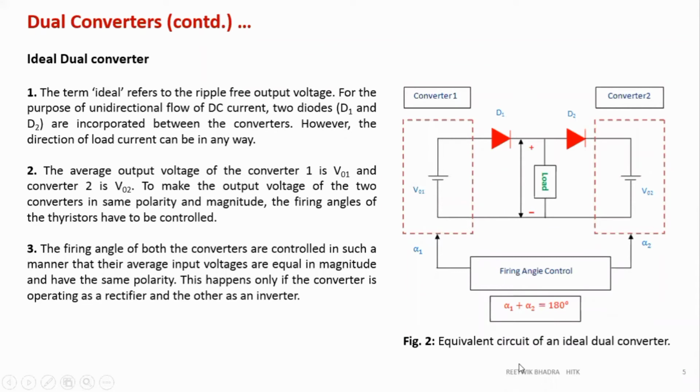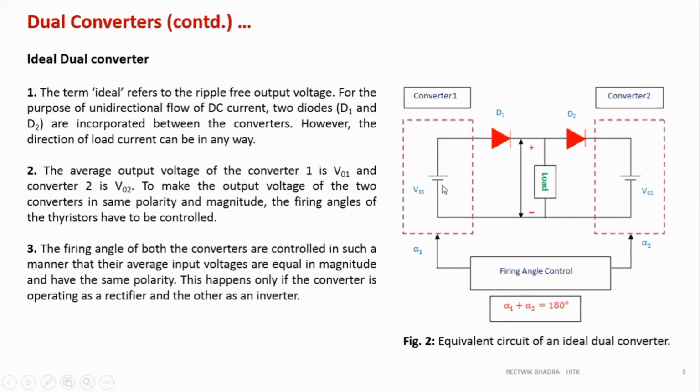Now you can think of it either way also. What we want is one converter to operate as a rectifier and the other converter to operate as an inverter. So if you take this as 70 degrees, what should be the other value? It should be greater than 90, so the total sum should be 180. See, if you take alpha 1 as 70, alpha 2 will be 110. 110 means above 90, so obviously converter 2 will operate as an inverter.